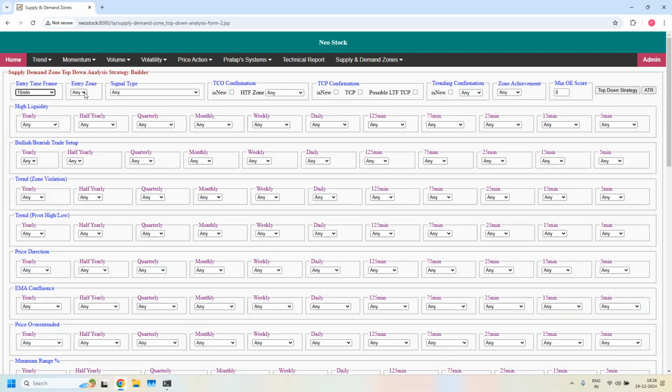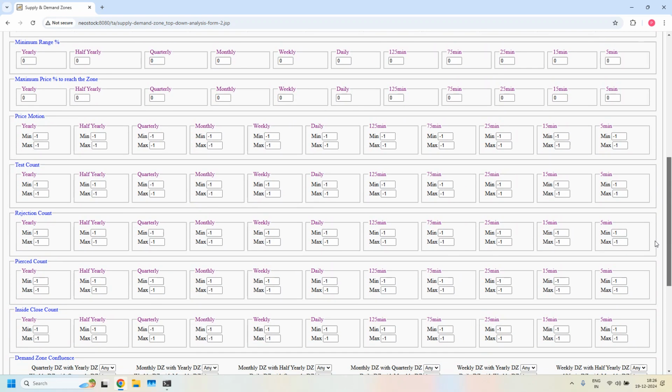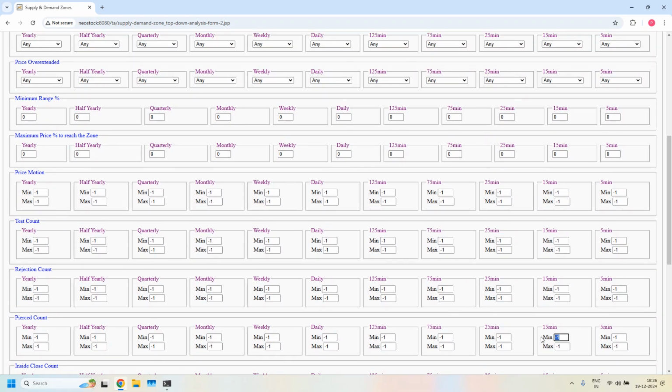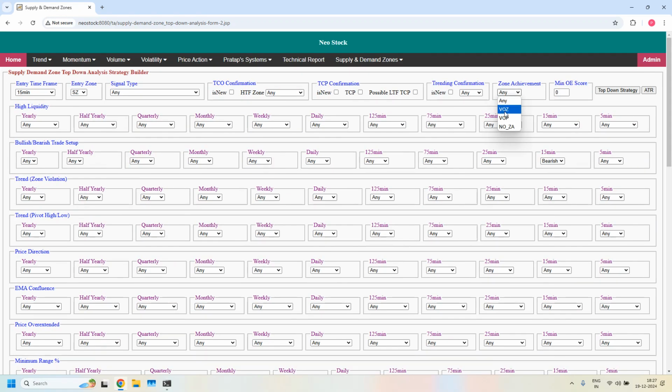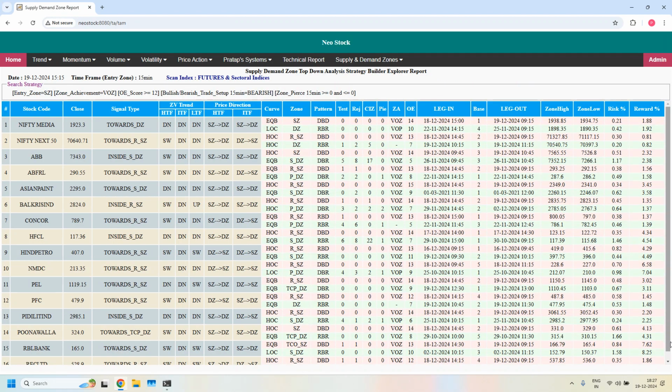Entry time frame 15 minutes, entry zone, supply zone. In bullish or bearish trade setup at 15 minutes, I am selecting bearish. 15 minute supply zone should not be pierced. So in the 15 minutes, minimum value 0, maximum value 0. Zone achievement violated, opposing zone, odd enhancer score 12. All the three filters applied to 15 minute supply zone. Now we got a total of 16 stocks filtered.